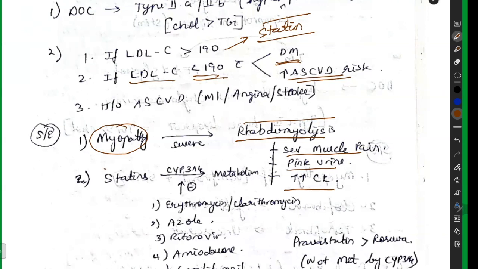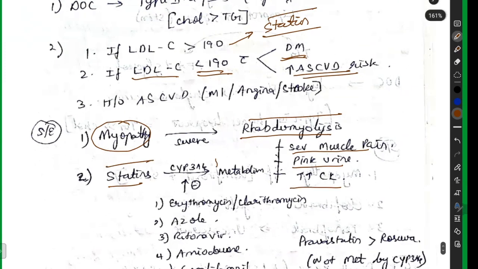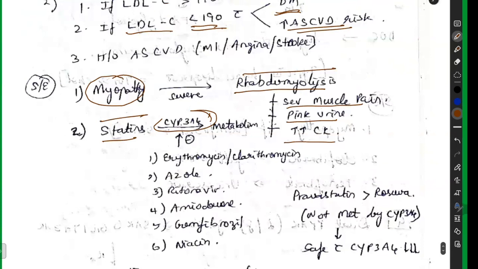Next, coming to the statins. Remember, the enzyme involved is CYP3A4. You already read many drugs which act as inhibitors of cytochrome P3A4. What are those drugs? Number one, erythromycin, clarithromycin. Number two, azole group of drugs. Number three, ritonavir. Number four, you have amiodarone. Number five, gemfibrozil. Number six, niacin.